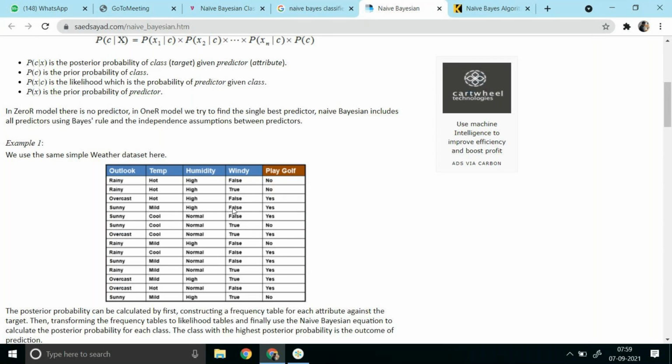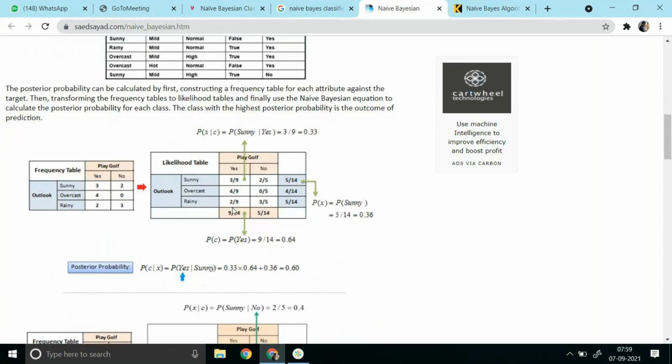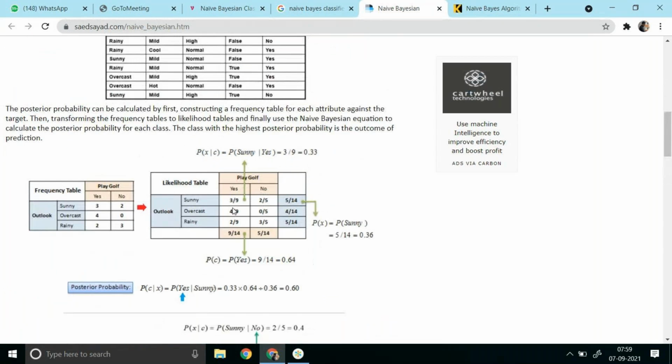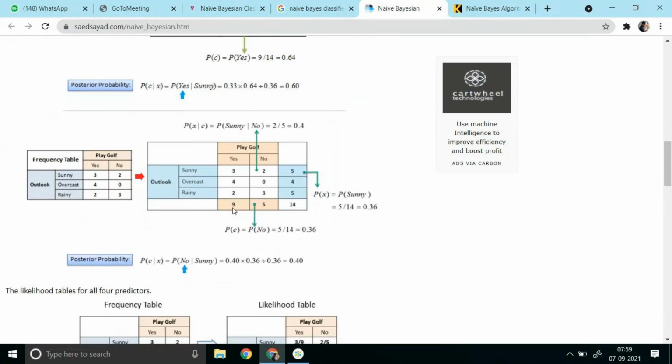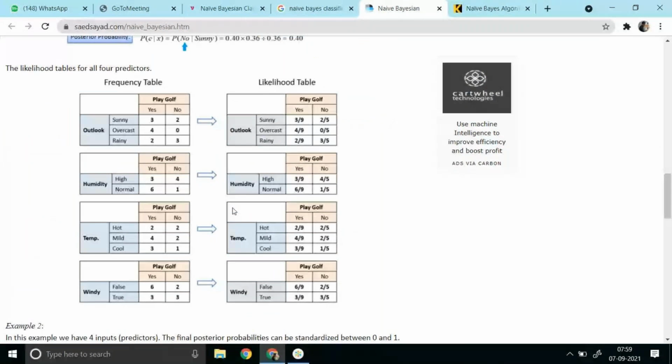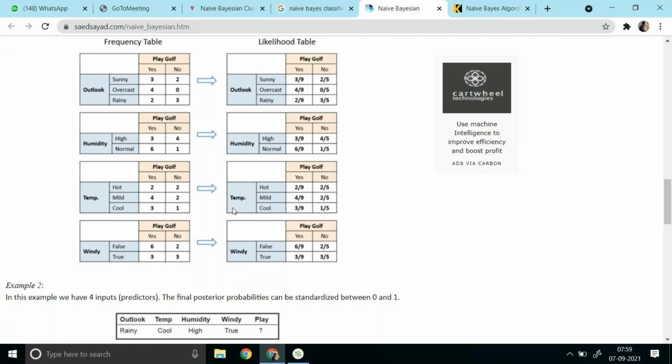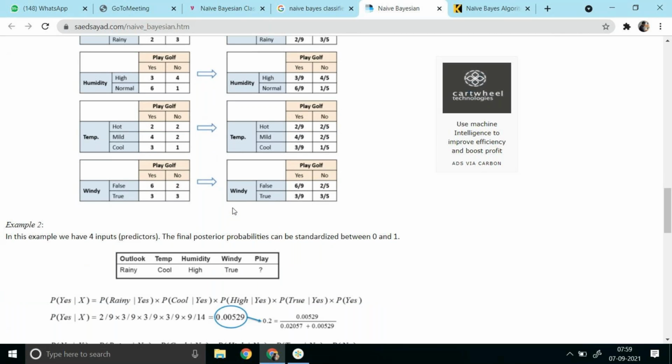Okay, so I have all individual probabilities and we want to predict for rainy, cool, high and true. Now, you do it for yes as well as you do it for no. We multiply all the values. So multiplying all values for rainy yes is 2 by 9, into cool, cool is 3 by 9, and humidity high is again 3 by 9, and windy true is again 3 by 9.